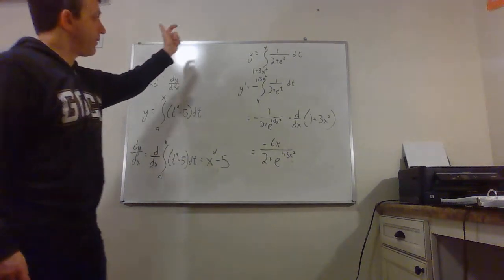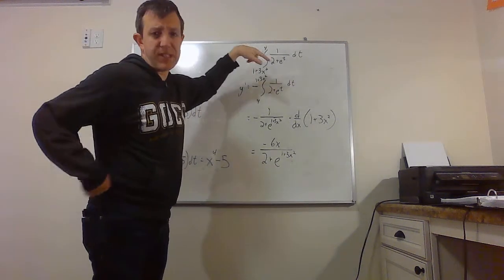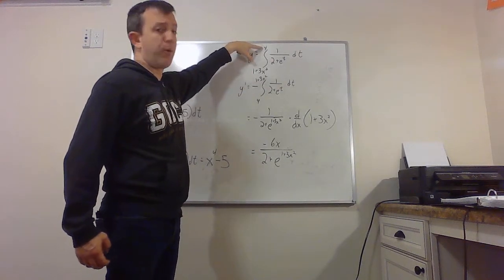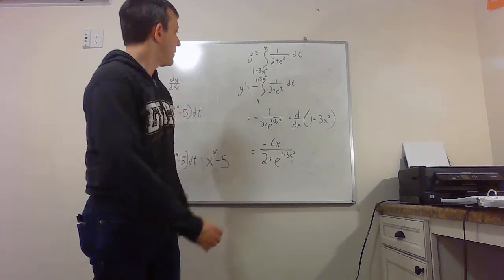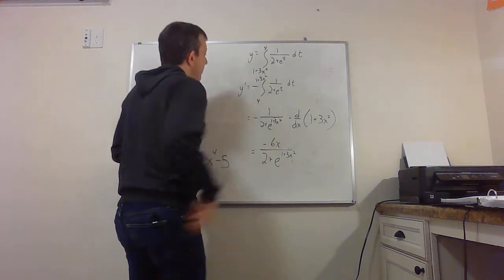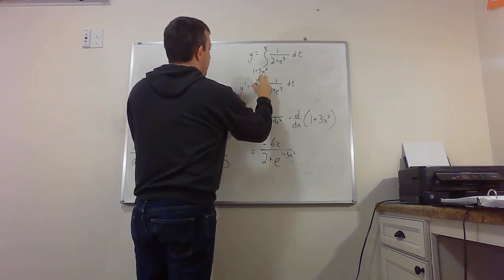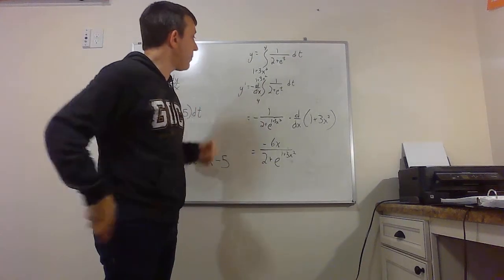We've used it. We've found that derivative. For the second one, I have y is equal to, this one's a little messy, so hopefully you can read it. The integral from 1 plus 3x squared to 4 of 1 over 2 plus e to the t dt. Oops, I forgot a d/dx. So when we do this and take its derivative, I used y prime this time.